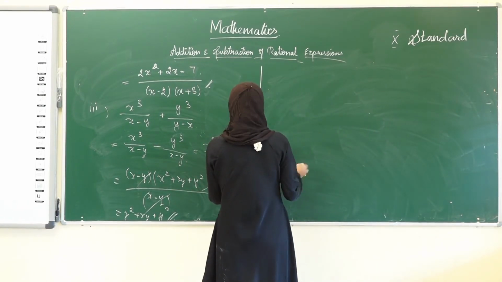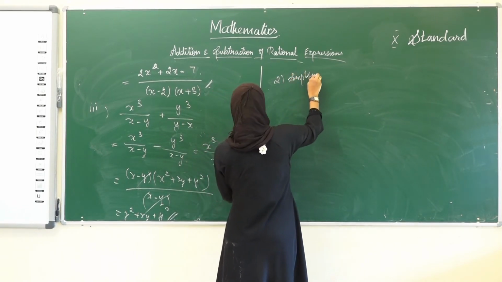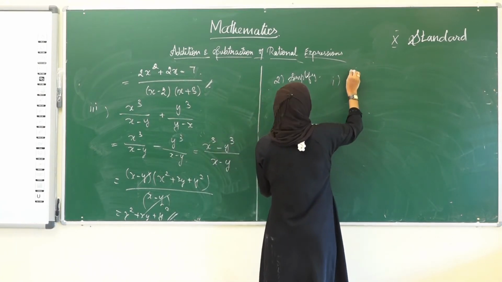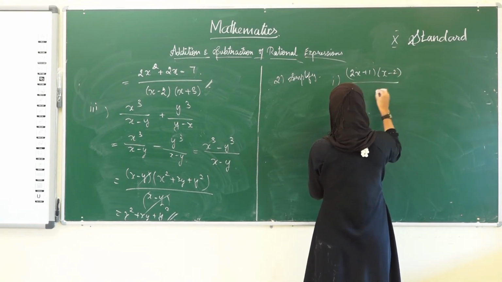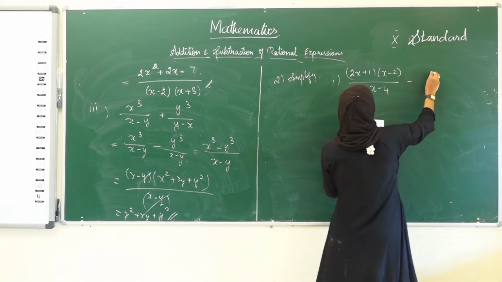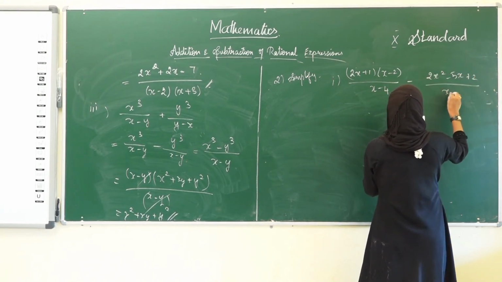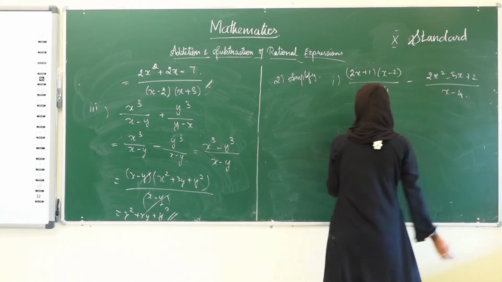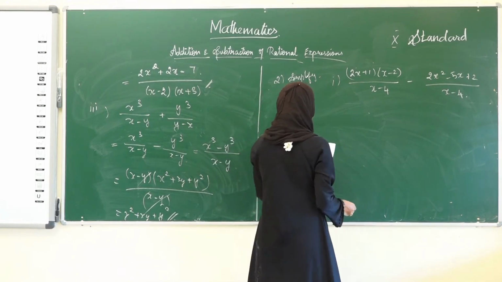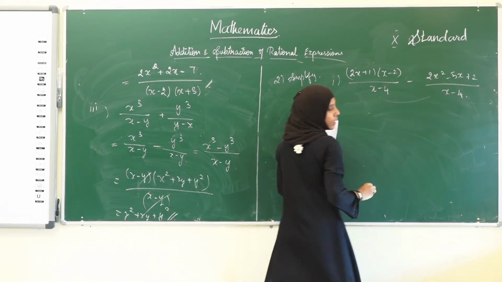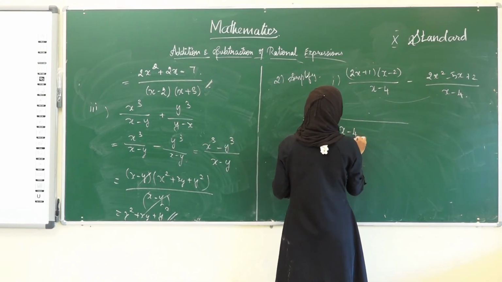Second question. In the second question, they have asked us to simplify, and they have given two subdivisions. In the first subdivision: 2x plus 1 into x minus 2 divided by x minus 4, minus 2x square minus 5x plus 2 divided by x minus 4. Now, what do we have to do? See here, we have a common denominator. Therefore, the resulting expression also gets the common denominator, that is x minus 4.